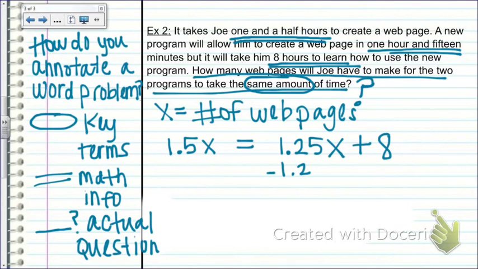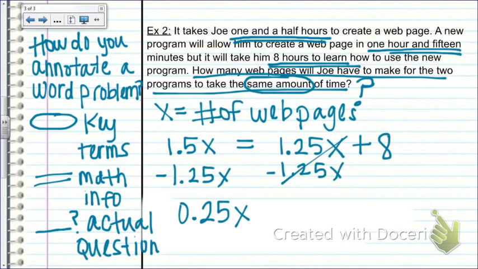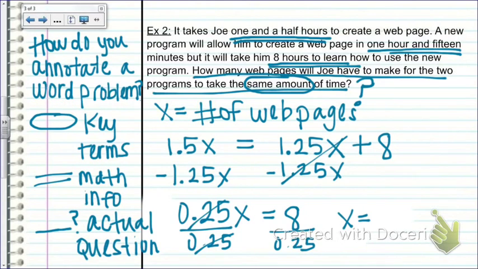Minus 1.25x. 1.5 minus 1.25 gives me 0.25? Okay. x equals 8. And then we divide by 0.25. I ran out of room, so I'm going to write to the left. I got 32 pages.